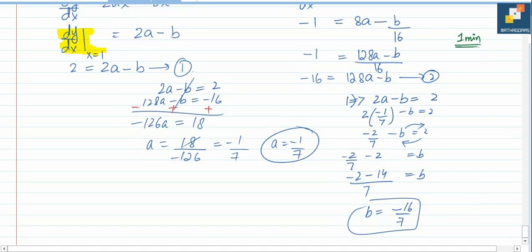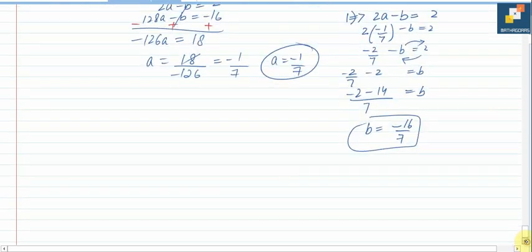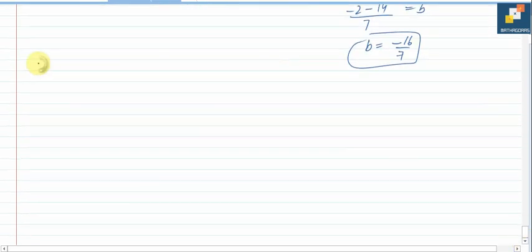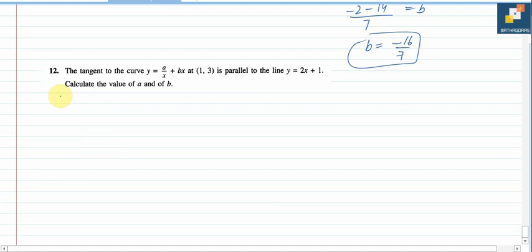Now, moving toward the next concept, I picked question number 12. It says that the tangent to the curve y equals a upon x plus bx at (1, 3) is parallel to the line. In coordinate geometry we discussed the condition of parallel lines, that their gradients are equal, right? So we need to apply the condition in the same question.